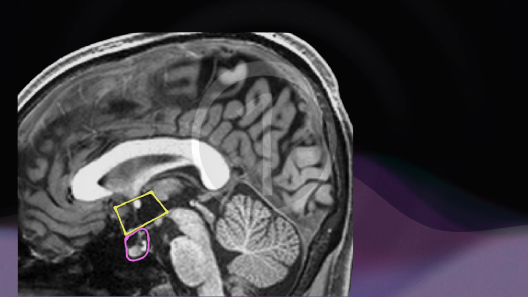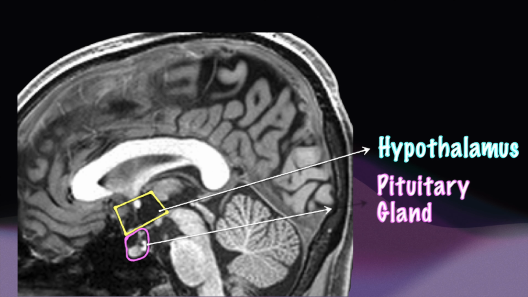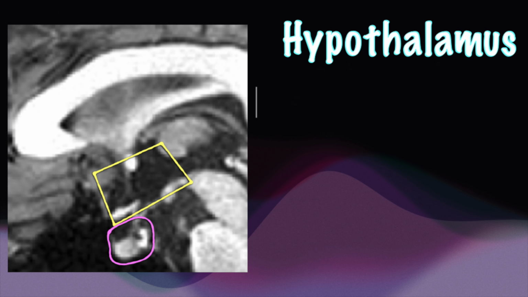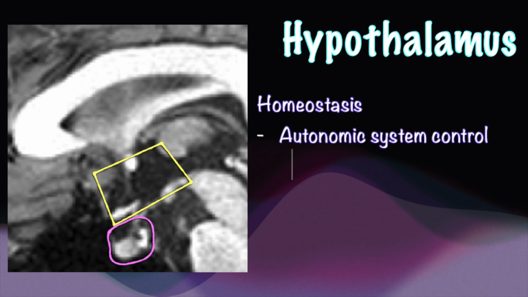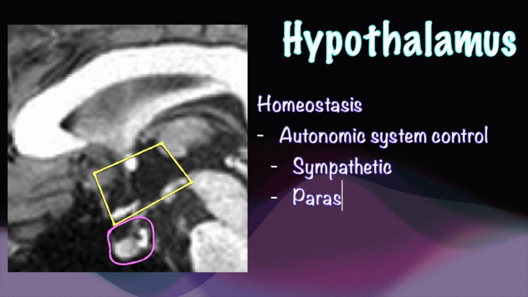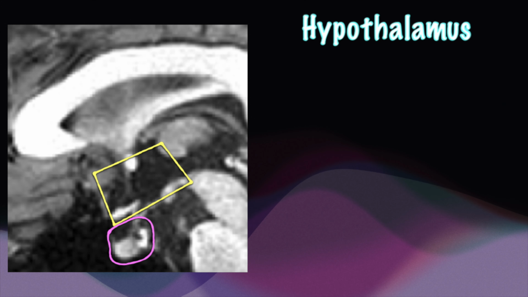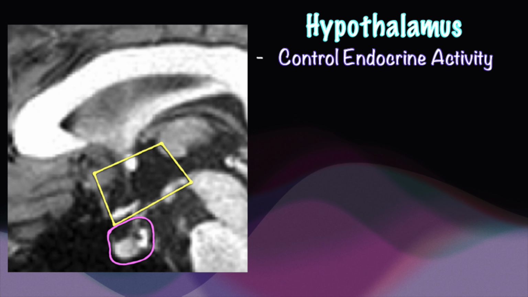Finally, we have the hypothalamus, and connected to the hypothalamus is the pituitary gland. This seemingly small structure is the center for many homeostatic activities in the body. It is the highest center for the autonomic system. It regulates both sympathetic and parasympathetic activity, and thus regulates the heart rate and blood pressure of the individual. It also acts as the main center for endocrine activity, and it is intricately connected to the pituitary gland, both the posterior pituitary and the anterior pituitary.